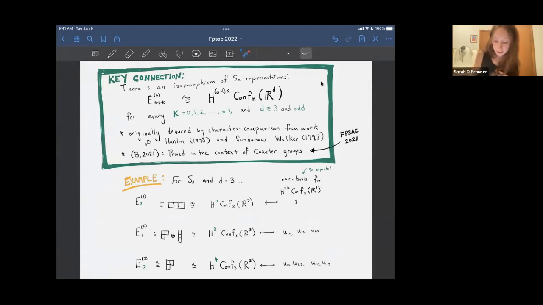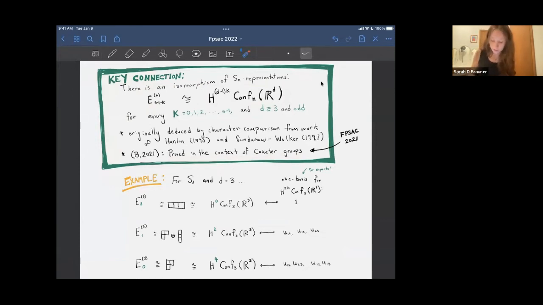And this actually gives us the key connection between these two things that I've talked about. The key connection here is that each Eulerian representation is isomorphic, as a representation, to the graded pieces of this cohomology of the configuration space, in the case that I'm in this odd setting. So this was originally deduced by character comparison. Phil Hanlon computed the characters of this side, and Sundaram and Welker computed the characters of this side, and you can check that they're the same. I later proved this in the context of Coxeter groups. So this was the topic of my FPSAC 2021 talk.